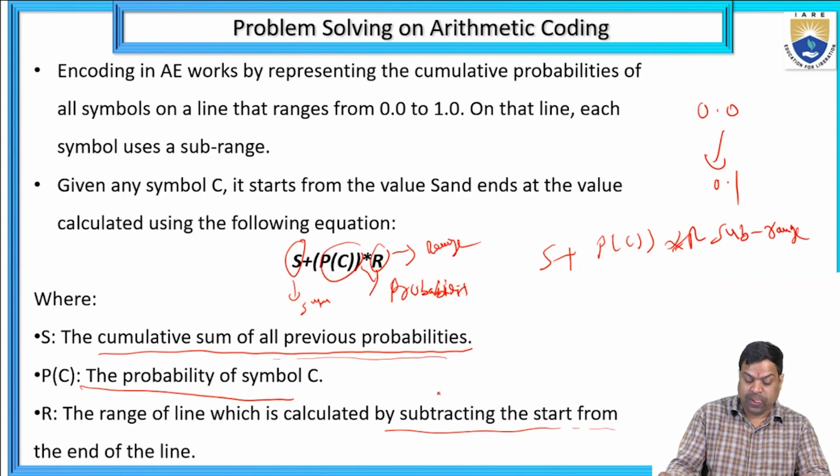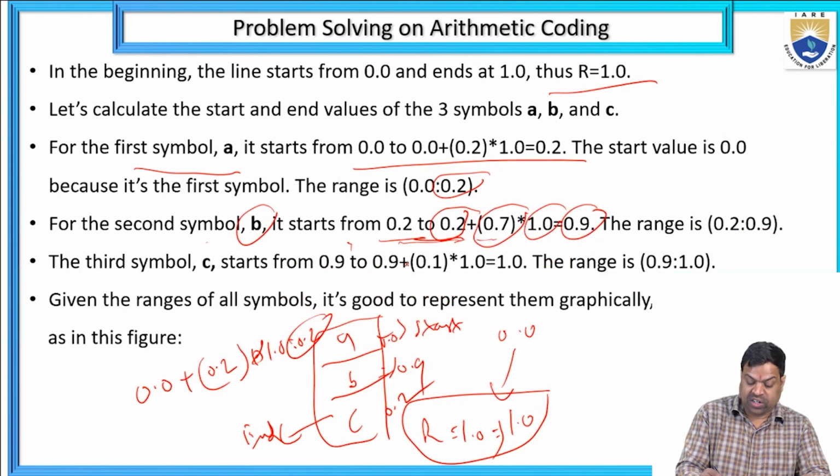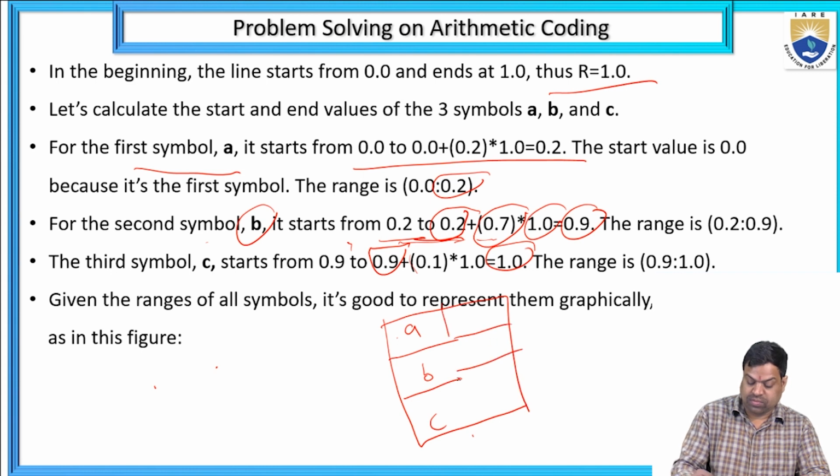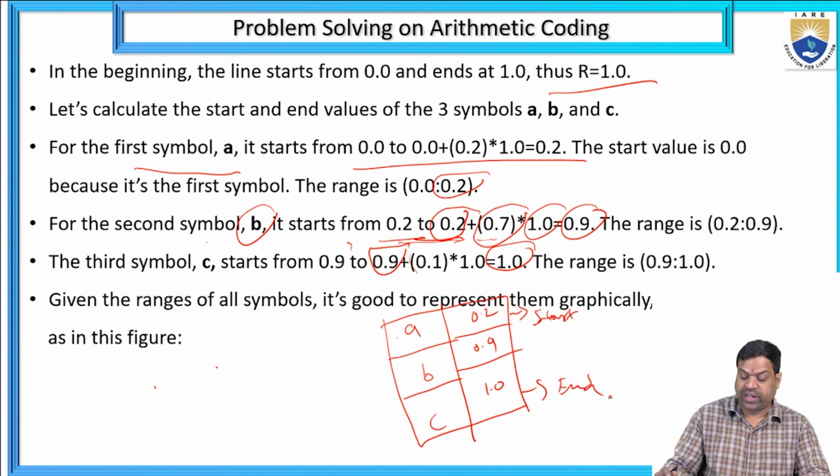And what is the third value? Here 0.1 is the probability, and 0.9 is the start. 0.9 plus 0.1 into 1.0 is 1.0. So the values are 0.2, 0.9 and 1.0, the end values of A, B and C.